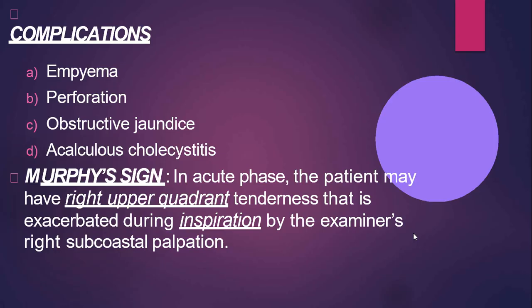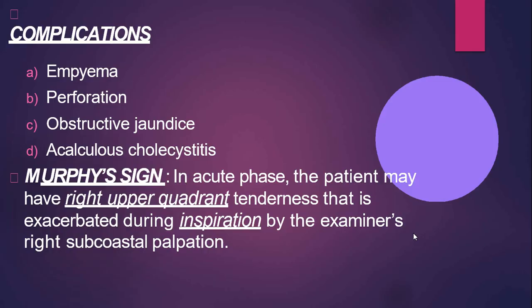Now the gallbladder may perforate, or the stone may go to the common bile duct, as I told, causing obstructive jaundice. Sometimes there is also acalculous cholecystitis. Now what is acalculous cholecystitis? It means the same cholecystitis, but when you do ultrasound there is no stone. Acalculous cholecystitis is common in typhoid carriers or in diabetic patients.